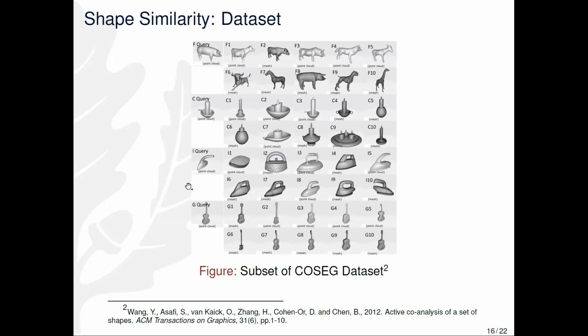And we evaluate our similarity measurement on a subset of the CoSeg dataset. In this dataset, we have 4 classes of models. In each class, we have a query model in point cloud and 10 other models mixed with point clouds and boundary meshes. So here we have a heterogeneous dataset.